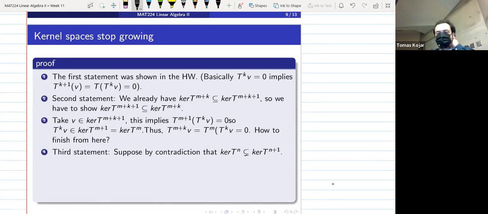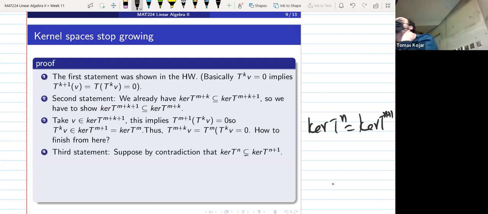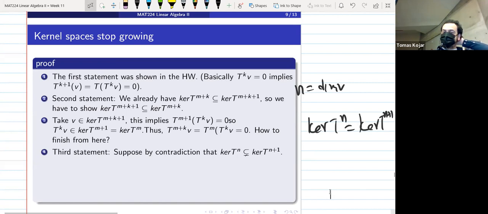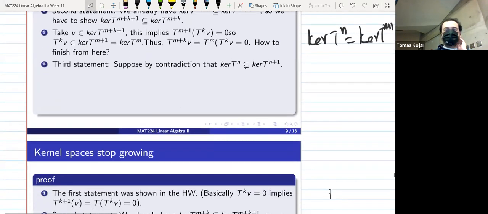So we want to prove that the kernel of T^n is equal to the kernel of T^(n+1). As Arnav said, we have to do this by Arnav, right? Was it Arnav? Can you remind me your first name? Oh, Parth. Now I know. We want to show this where n is dim V. And like Parth said, assume by contradiction that they're not equal.